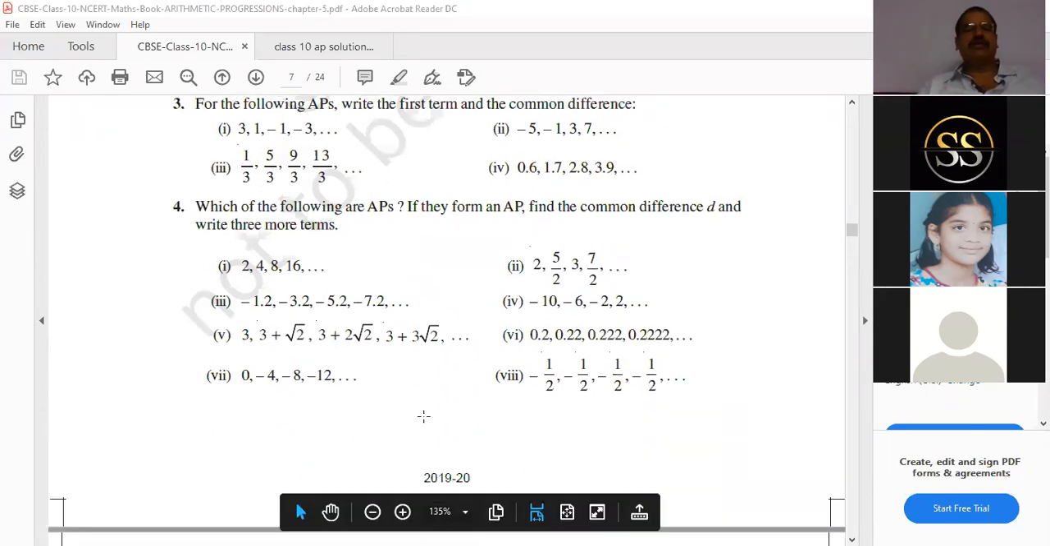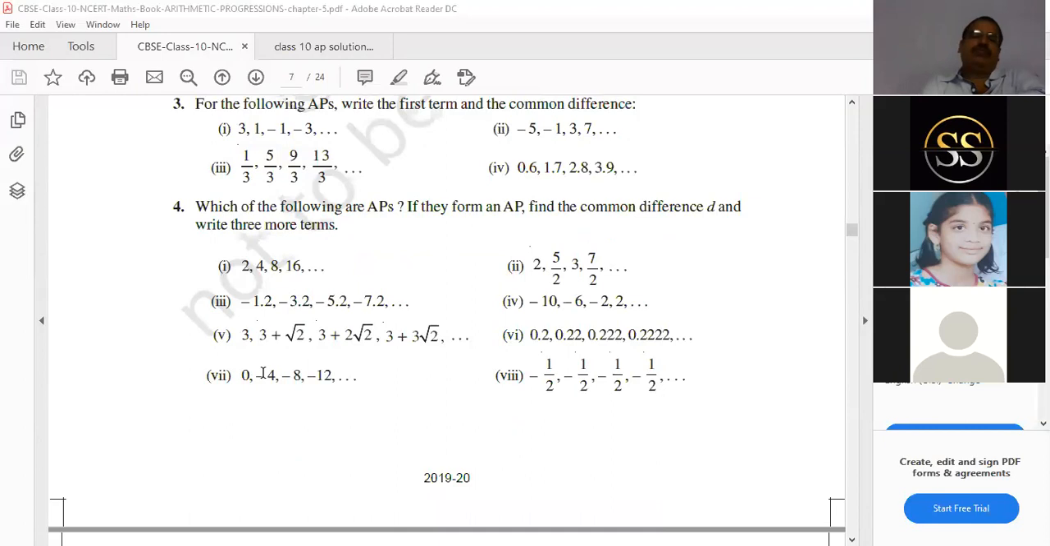Now coming to the fifth one. Is it in AP or not? You have to say. You have to respond. Anyone? Yes, it is in AP. The common difference is root 2. 3 plus root 2 added, root 2, root 2 adding.